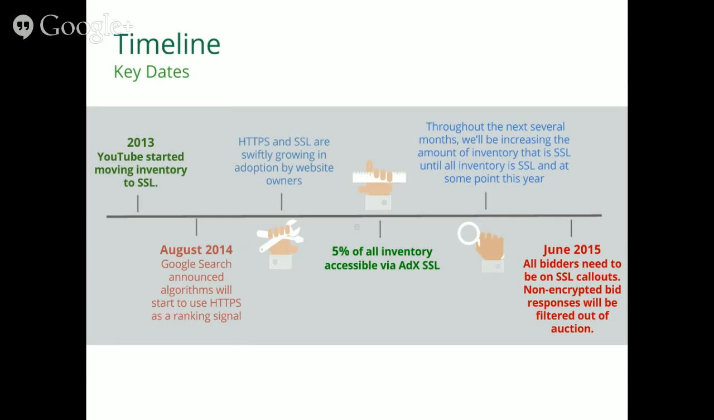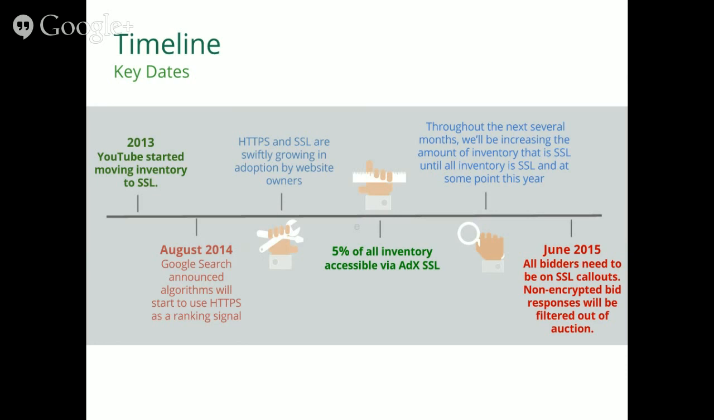The next big milestone was that in August of 2014, Google Search announced that their algorithms were using HTTPS page security as a ranking signal, which was one of the main sparks to influence publishers to move their entire sites over from HTTP to HTTPS. And that's been happening since August and will continue to happen.